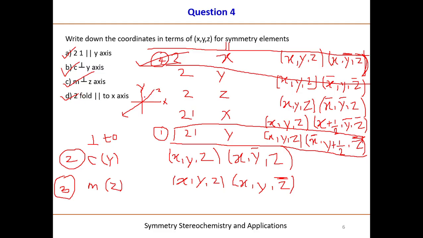Here you can see the two-fold axis, that means a C2 axis, which is parallel to x axis. If it is parallel to x axis, it will cut only the yz plane. Only y and z are going to change. That's why we have written here x, comma, y bar and z bar. So you can imagine in 3D also, and try by yourself. If you are not getting the correct answer or have any difficulty, we can discuss on YouTube also.